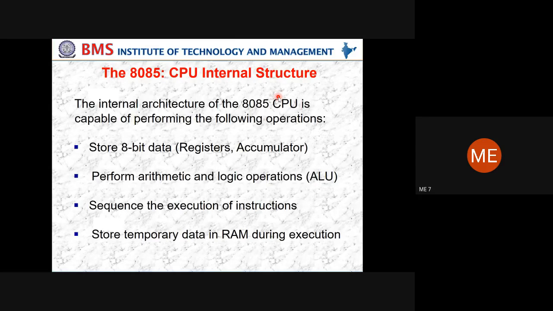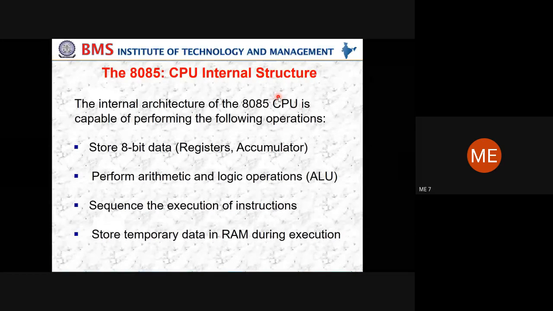Currently you are having 64-bit data, all that is running, and dual core processors, all that is running. But concerned with 8085, it is used to store 8-bit data, which is going to be in the form of registers or the accumulator, and it performs arithmetic and logic operations. The one which performs that is called the ALU, and it sequences the execution of instructions.